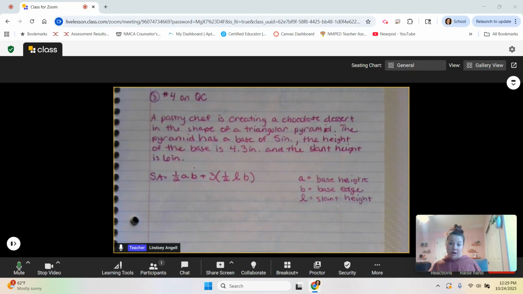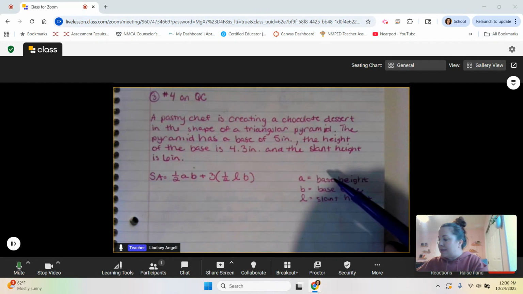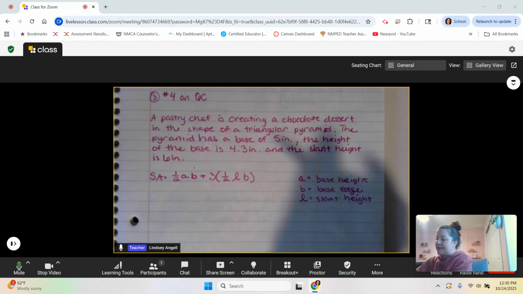All right, well, while it's getting set up, number 3 that we're going to do today, this is number 4 on your quick check. A pastry chef is creating a chocolate dessert in the shape of a triangular pyramid. The pyramid has a base of 5 inches. The height of the base is 4.3 inches, and the slant height is 6 inches. And I wrote a little key here. A is equal to the base height, and I'll talk about that in a minute. B is the base edge, and L is slant height.